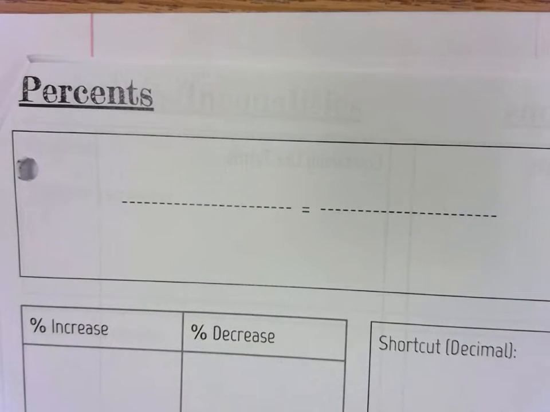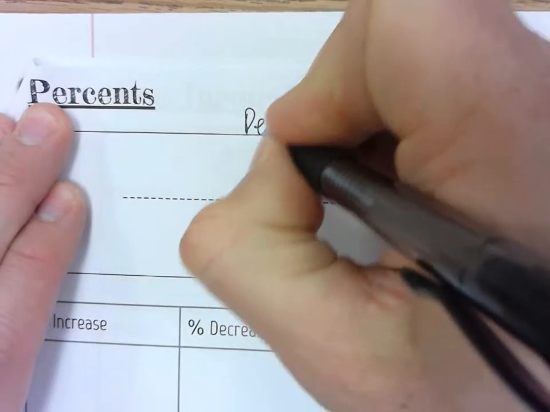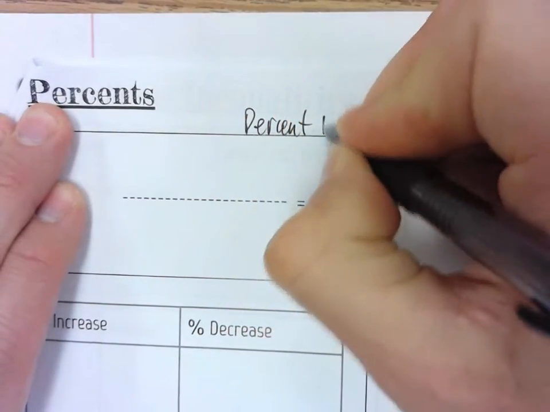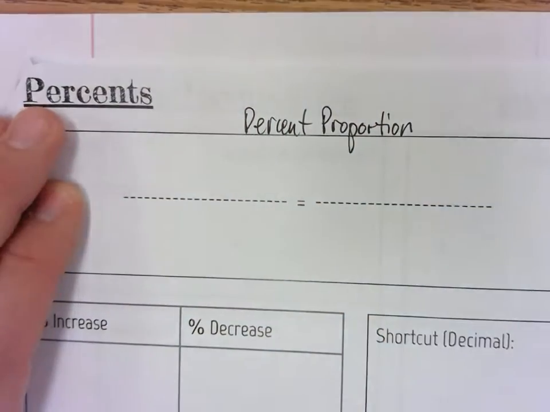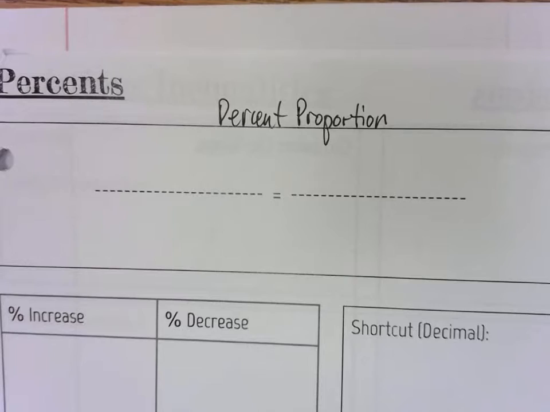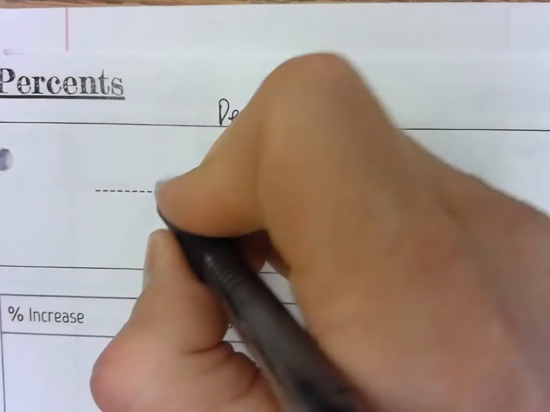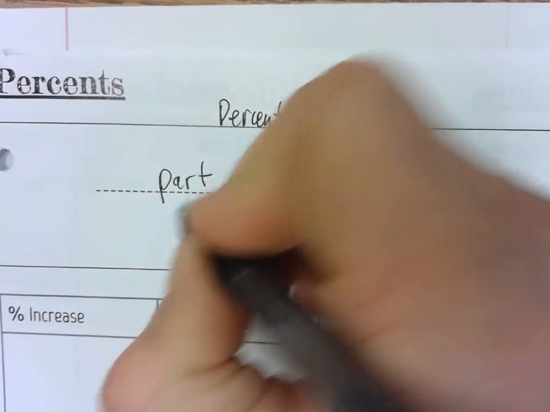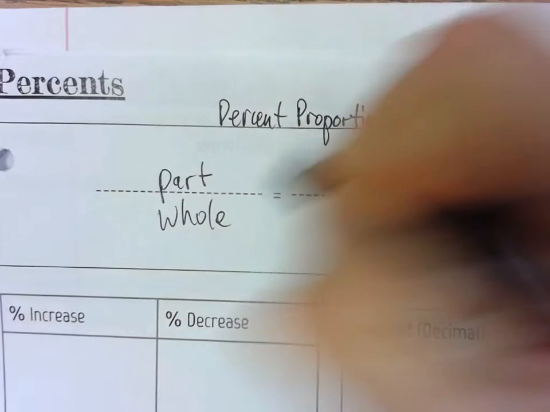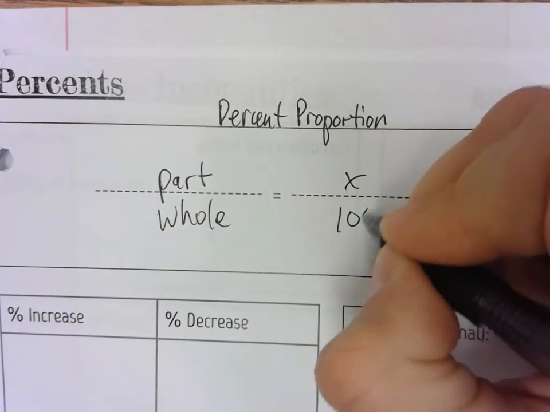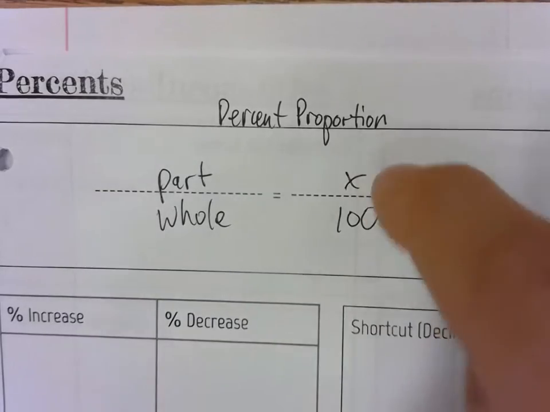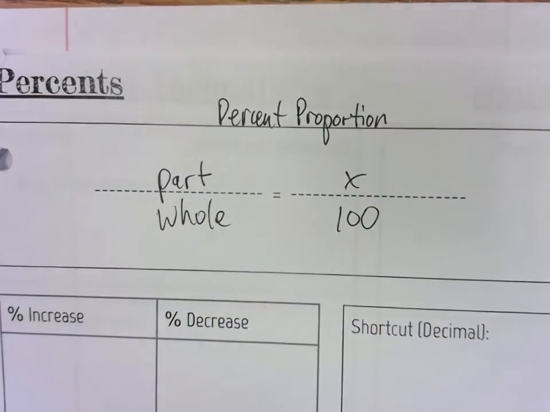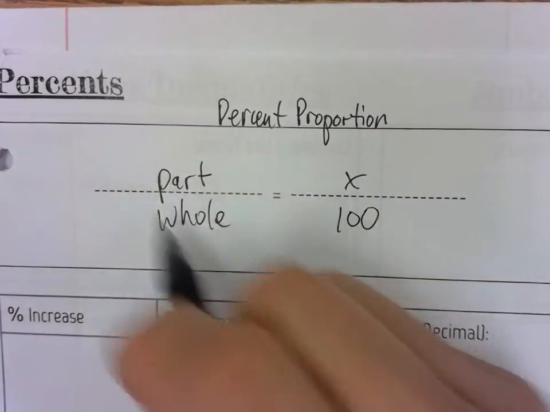The first thing we want to talk about, folks, is the percent proportion. Right here I want you to write percent proportion. Under the percent proportion, we are going to do part over whole equals x over 100. So anytime you're looking for a percentage, soldier, you put x over 100 on one side, and part over whole on the other side. Of course, we do the cross multiplication stuff.